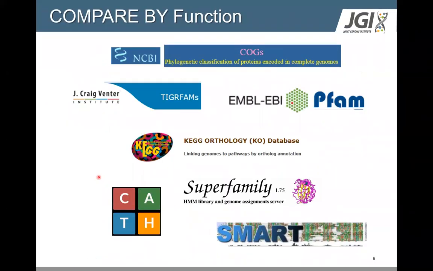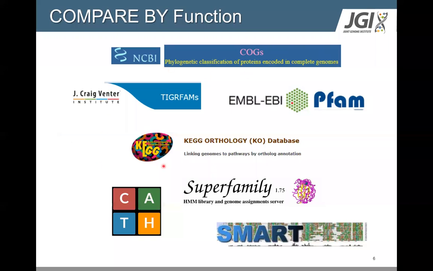Okay. Now you can compare based on 3 different features. One of them is by function, and these are basically all the different functional annotations that are available within IMG. And you might ask, why are there so many different functional annotations? Our pitch on this always is that, first of all, not all of these are completely overlapping. They have different strengths, and also they tend to focus on particular research areas.